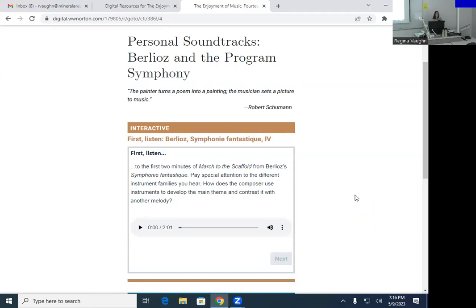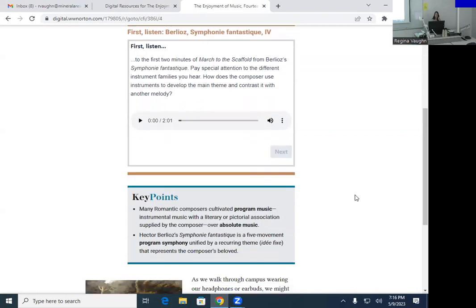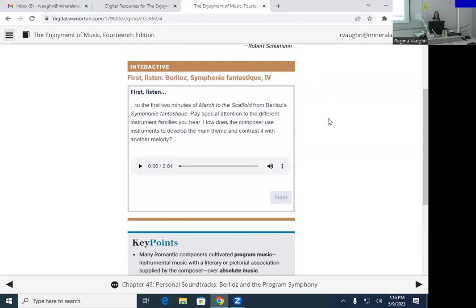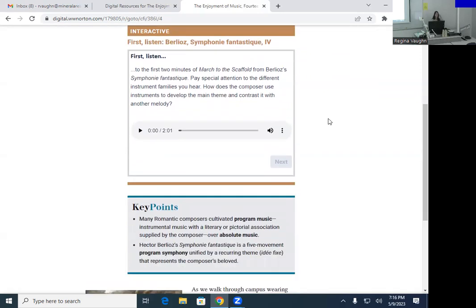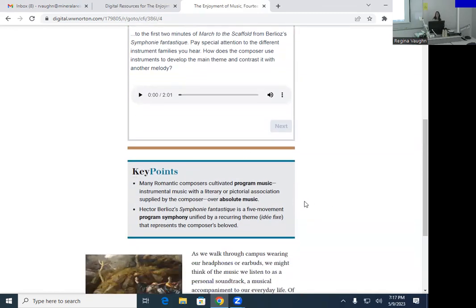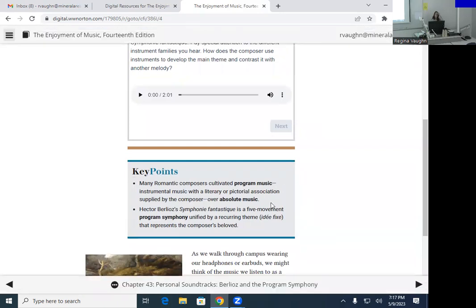Berlioz takes it the next step, and he writes an entire symphony that's based on one musical idea and one literary subject idea. He calls it the Symphonie Fantastique, the Fantastic Symphony. Fantastic meaning not great, wonderful, good, but fantasy. Sort of think of it as a Marvel movie.